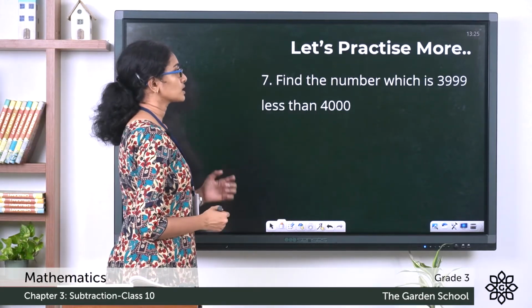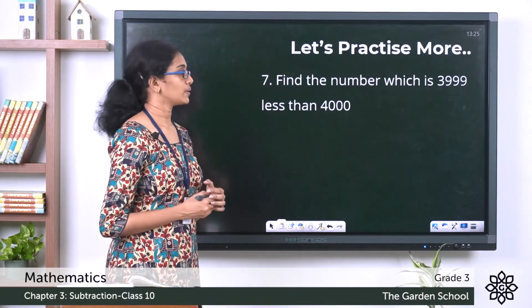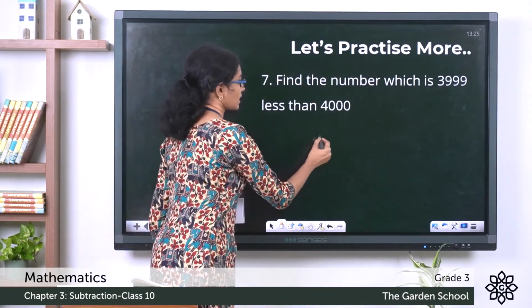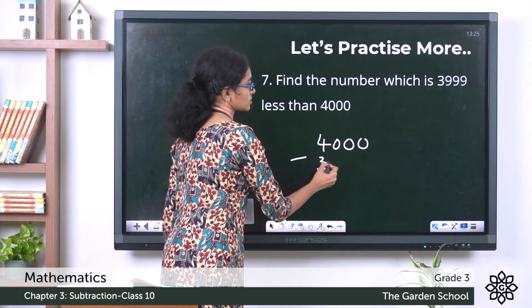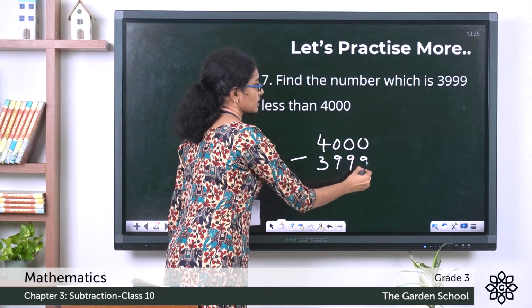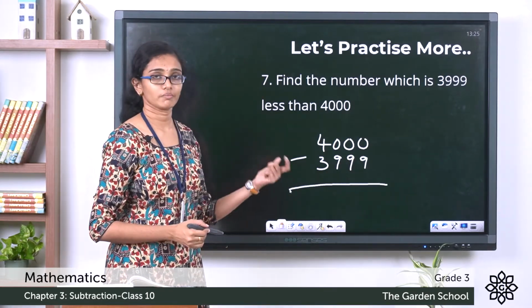Find the number which is 3999 less than 4000. So what is the question given here actually? It is 4000 minus 3999. So we have learned a shortcut way of doing subtractions, remember.